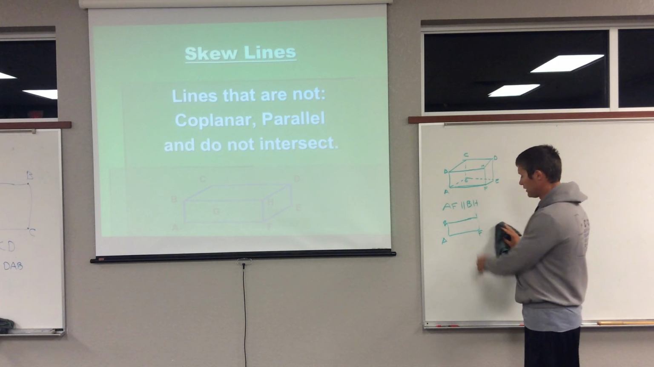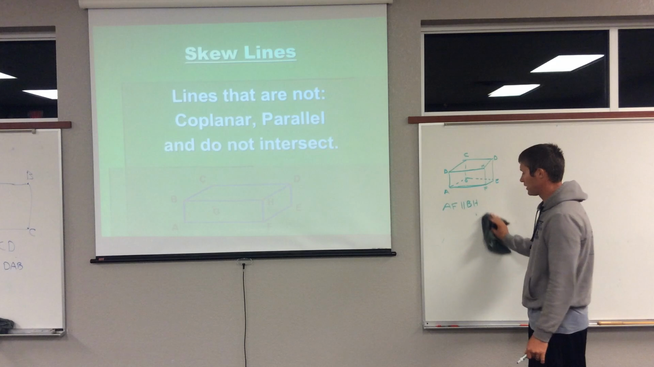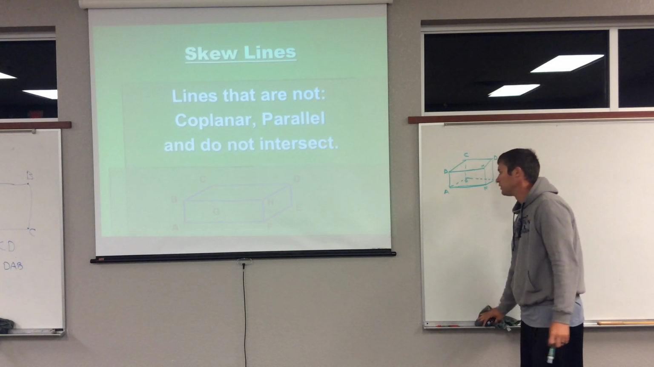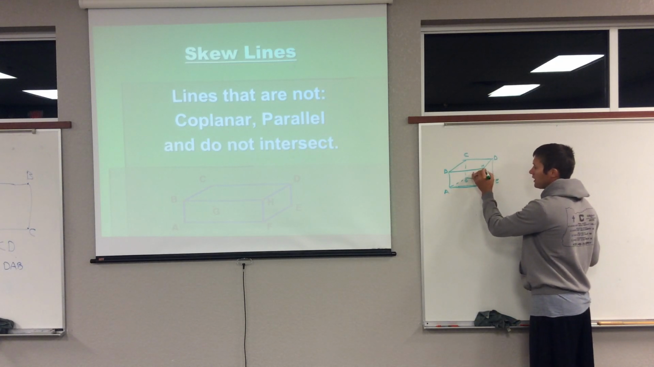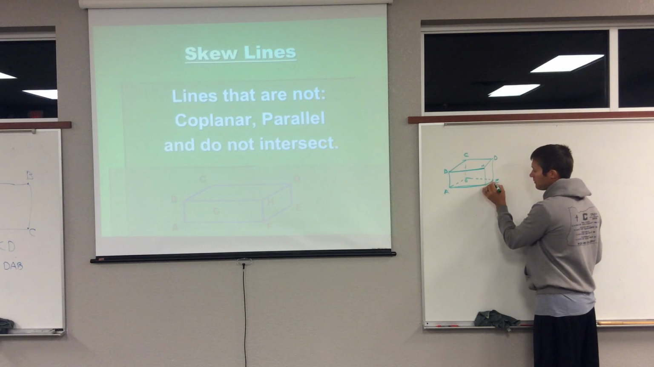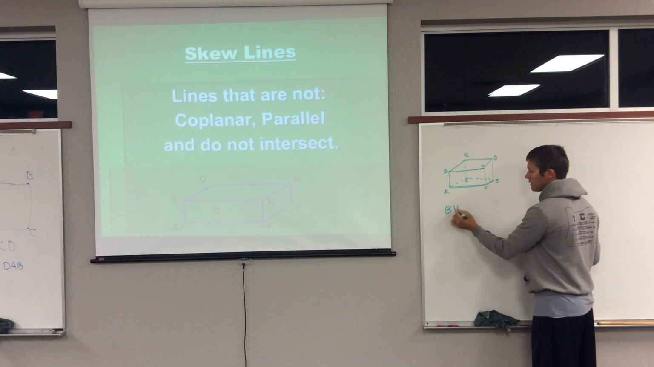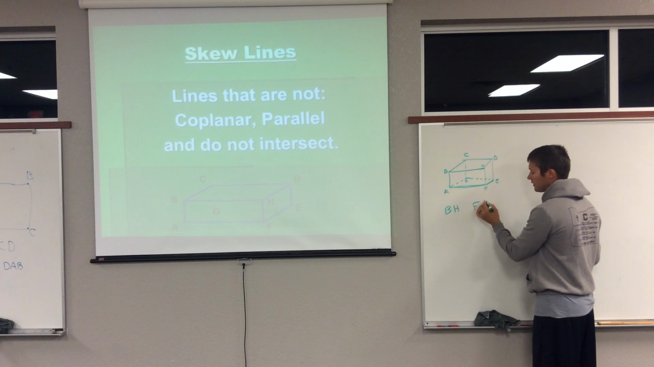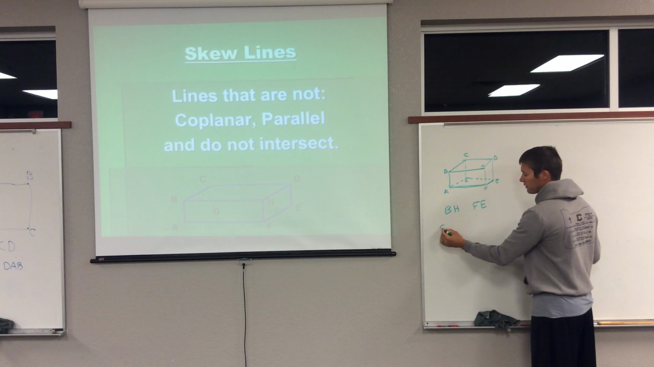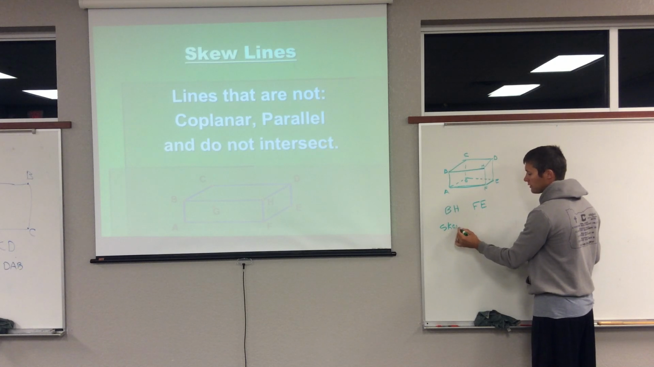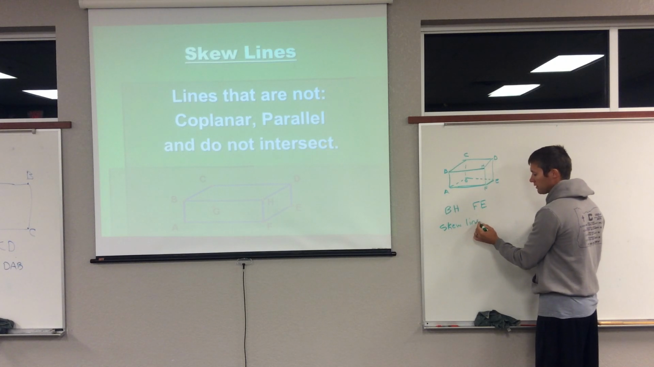Coplanar, now, so they don't touch, but they're on the same plane, so that's not coplanar. So you could say, again, this front line here and this bottom line here. Okay, so you could say BH and FE. These would be skew lines. They don't touch, they're not in the same plane.